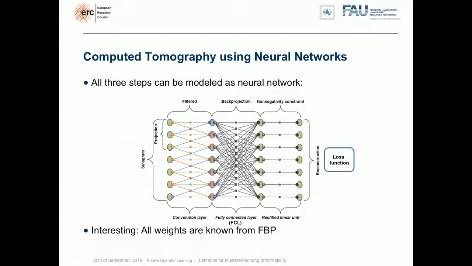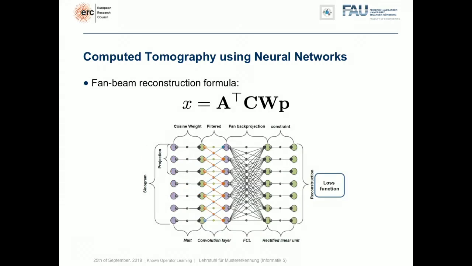And now we can look at this and maybe look at the fanbeam reconstruction formula. Then it's slightly more complex because we have to introduce cosine weights and Parker weights that are just pointwise multiplications. And we can still formulate this as a neural network. And again, we don't need to train. Unless you have a configuration where you don't have an appropriate inversion formula.